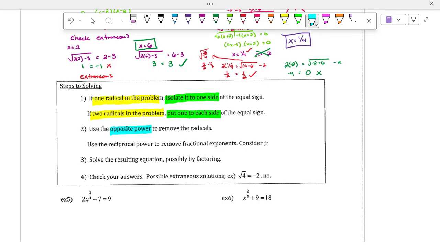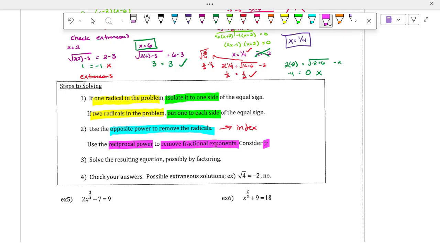Then use the opposite power to remove the radical. Again, that's based off of the index. Whatever the index is, that's the power you raise it to. So if it was a cube root, the index is 3, you raise it to the third power. Fourth root, index is 4, raise it to the fourth power. Now, use the reciprocal power to remove fractional exponents, and consider whether it's positive or negative.